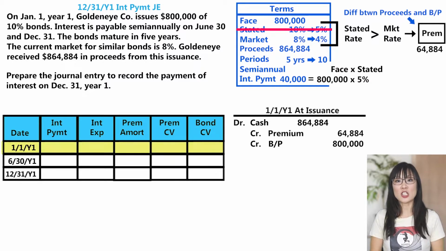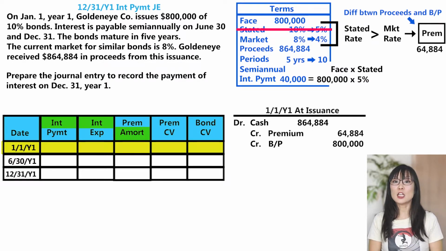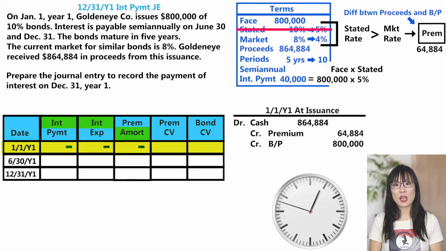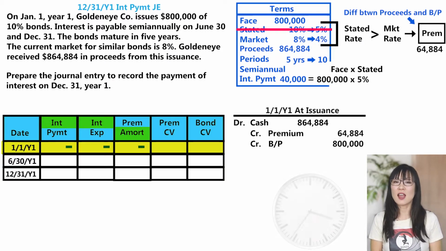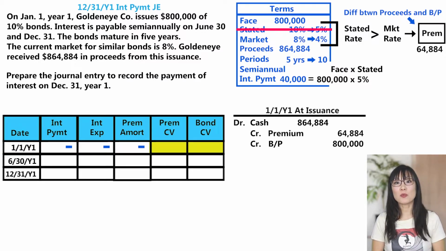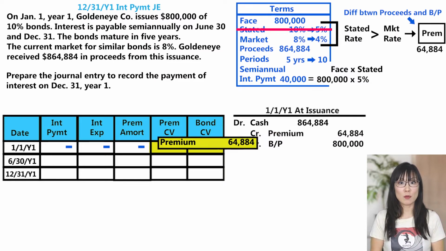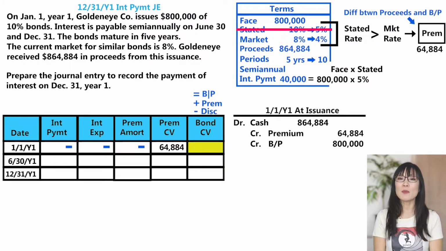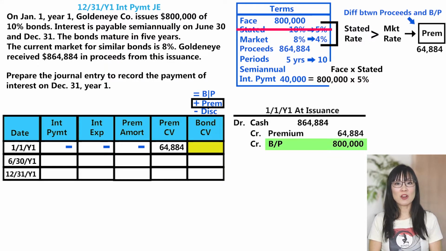Let's start with the issuance date, January 1, Y1. For anything that says interest or amortization, we're going to plug in zeros because interest and amortization occur with the passage of time. On the issuance date, no time has passed. Then there's nothing to record yet. Now the last 2 columns. At issuance, we calculated the premium carry value as $64,884. The amount the bond proceeds exceeded the bond payable. Then for the bond carry value, remember the formula. It's just the bond payable plus the premium or minus the discount. Here we have a premium. The bond payable is the face, that nice round number, $800,000, plus the premium, $64,884, equals $864,884.